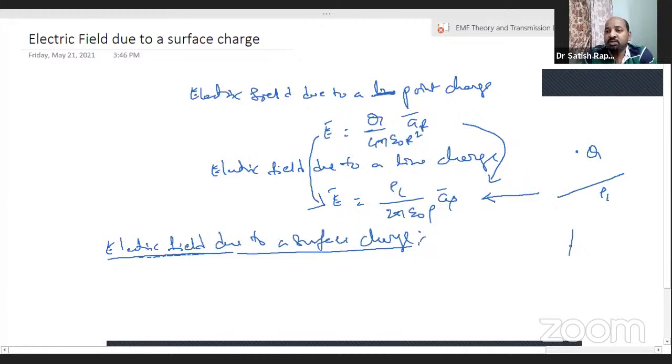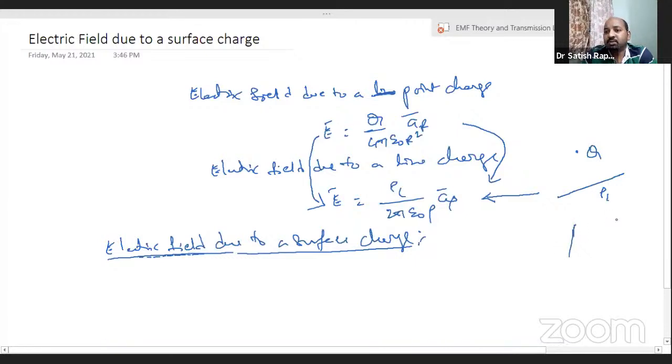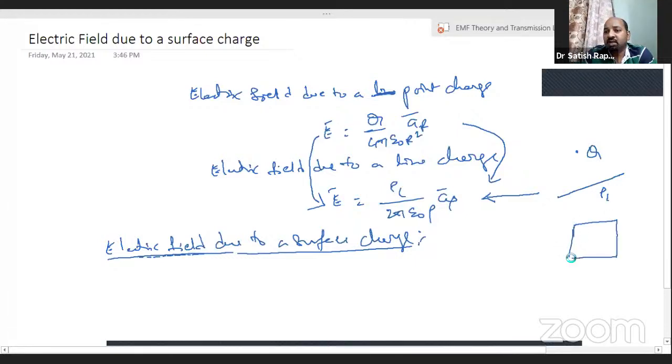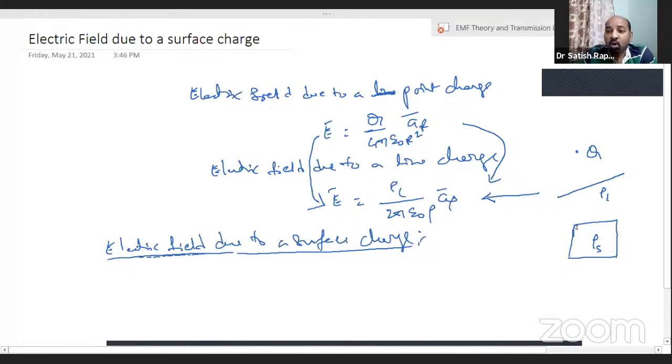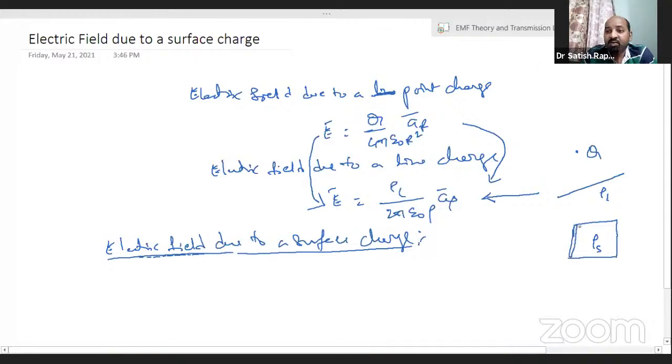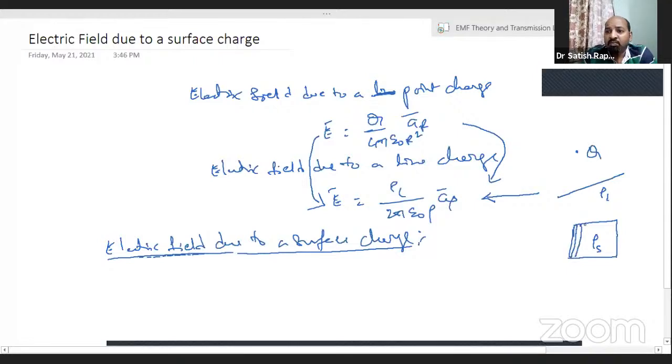Now surface. So what is a surface? Here this is a surface with surface charge density rho s. How is a surface formed? A surface is formed by joining an infinite number of lines, or many lines together, right?